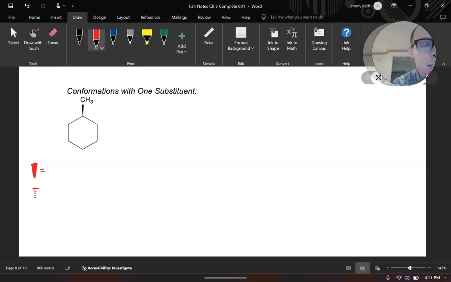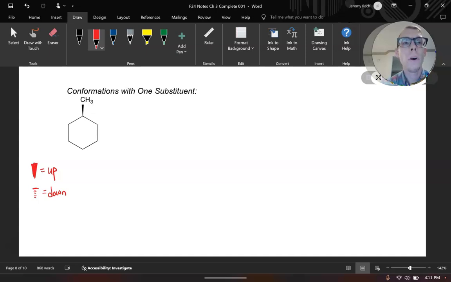To make things easy, I am always going to define my wedge as being up and my dash as being down. If you want it to be opposite, that's fine, but the key thing is you need to be consistent. Once you say it is a certain direction, it needs to always be that direction for the rest of the problem. So in this case, we're going to have a CH3 that is going to be up.